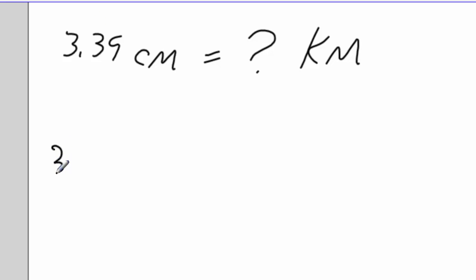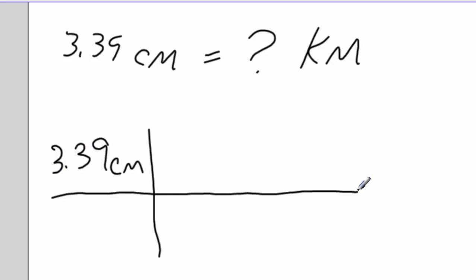Now if this is dimensional analysis, here's my given. When you're doing metric conversions, never try to go straight from something with a prefix to something else with a prefix. Always go through the base unit. In this case, the base unit is meter. I don't know off the top of my head how many centimeters are in a kilometer, but I do know how many centimeters are in a meter because I memorized that.